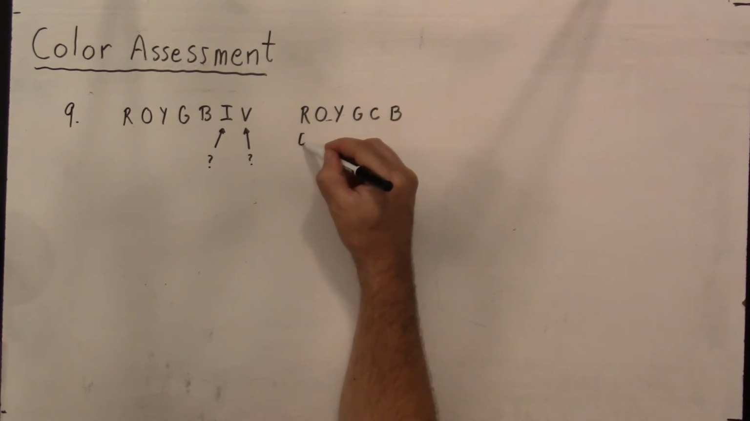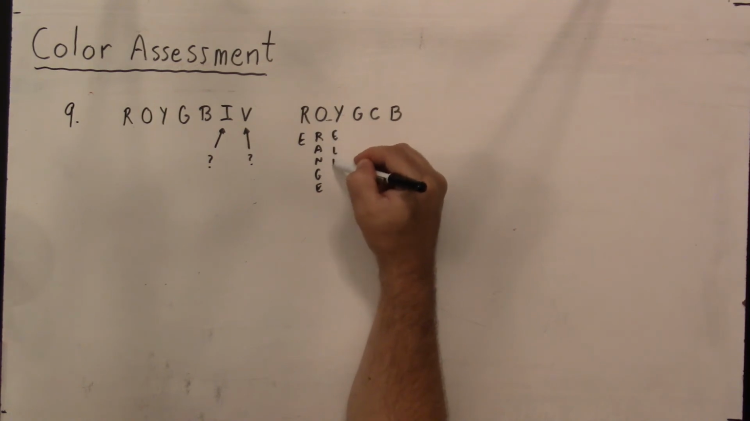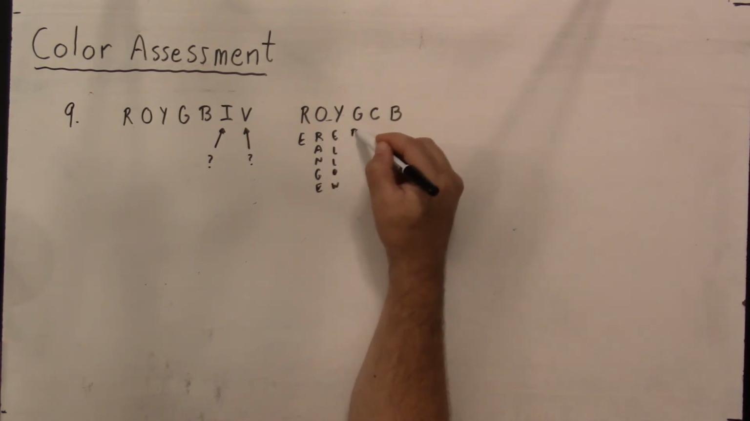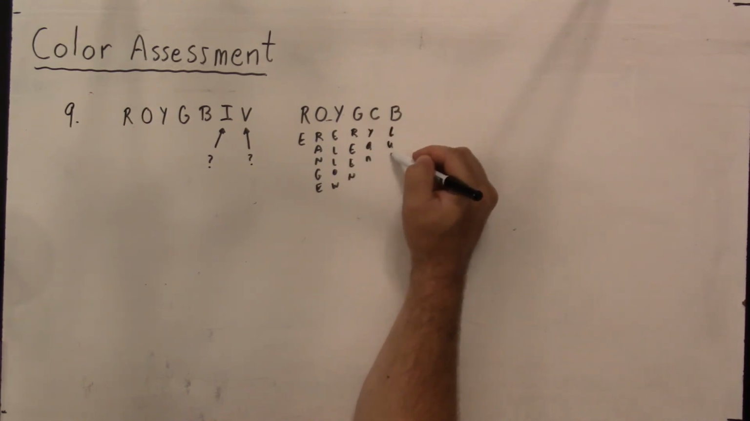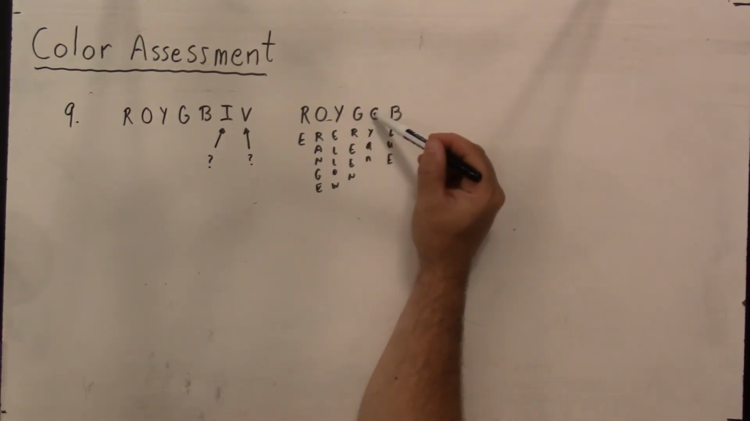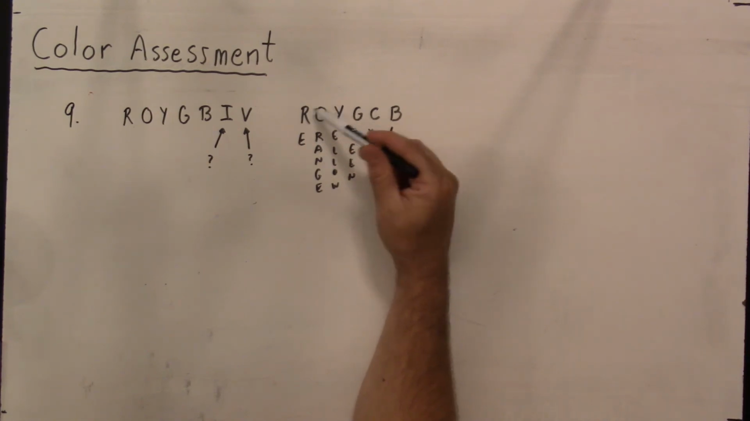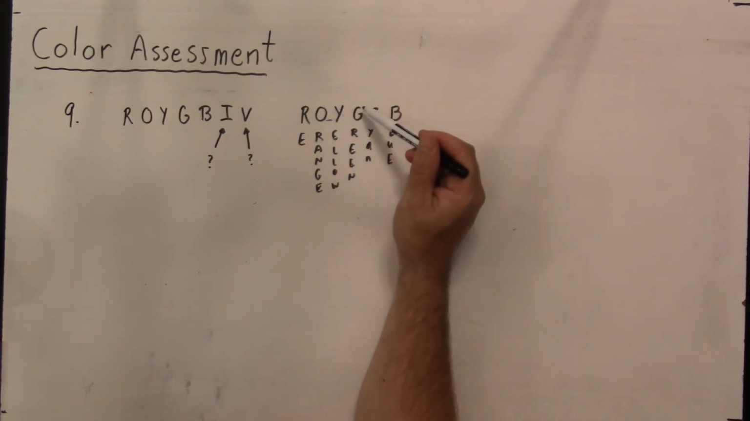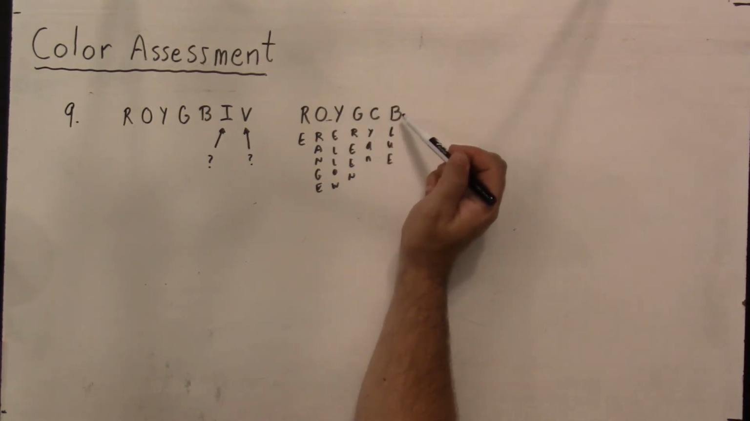So this is red, orange, yellow, green, cyan, and blue. So, because blue and green would give you cyan, red and yellow would give you orange, and green's in the middle. And so this makes much more sense. And this is actually what you really see in a rainbow.